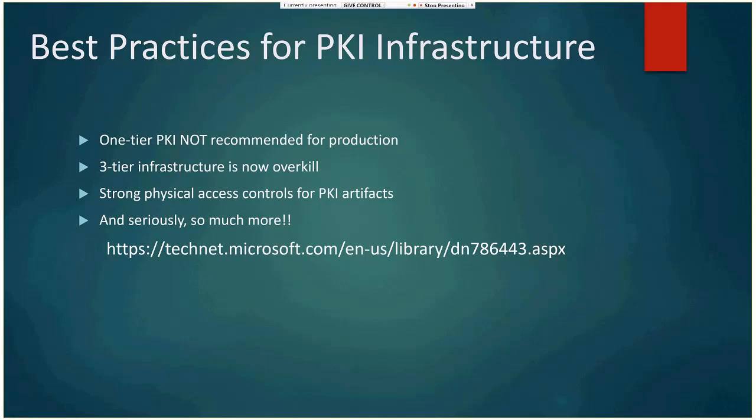1-tier PKI is not recommended for production. It's cost effective, but it's not very secure because your root is online. And you want to do everything you can to protect the private key of that root certificate. Again, 3-tier infrastructure is now overkill. And you want to have strong physical access controls for PKI artifacts. So that private key of your root CA, you want to protect that as much as you can.